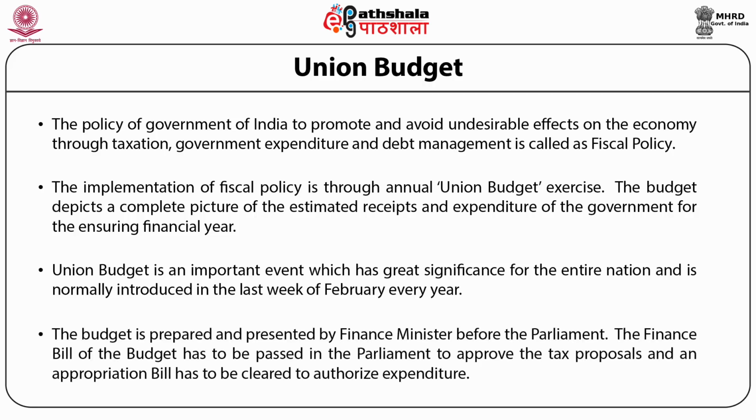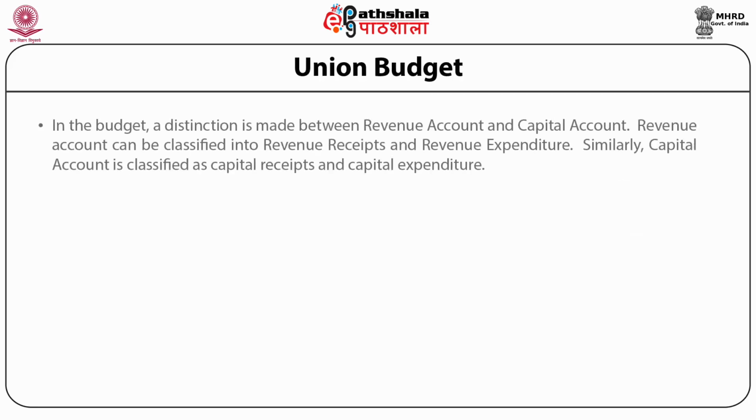The budget is prepared and presented by the Finance Minister before the Parliament. The finance bill of the budget has to be passed in the Parliament to approve the tax proposals, and the appropriation bill has to be cleared to authorize expenditure. In the budget, a distinction is made between the revenue account and the capital account. The revenue account can be classified into revenue receipts and revenue expenditure. Similarly, the capital account is classified as capital receipts and capital expenditure.